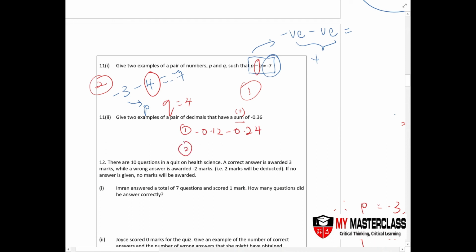What is the other one? I have negative 0.30 minus away negative 0.06. So I have negative 0.30 minus of negative 0.06. Now, however, the question is asking for a sum. So make sure you represent your answer and your working this way: negative 0.12 plus a negative 0.24. And then another one is negative 0.3 plus a negative 0.06.